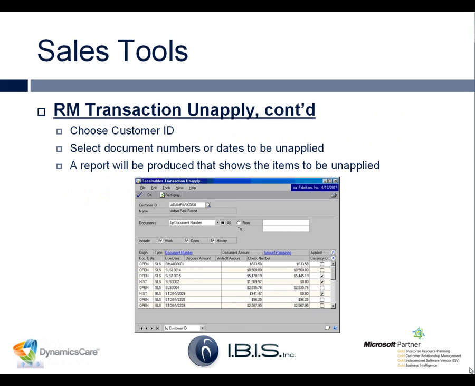Okay, to use it, just choose your customer ID, select the document numbers or dates to be unapplied, and then a report will be produced to show the items that will be unapplied, to be available to reapply to different documents.